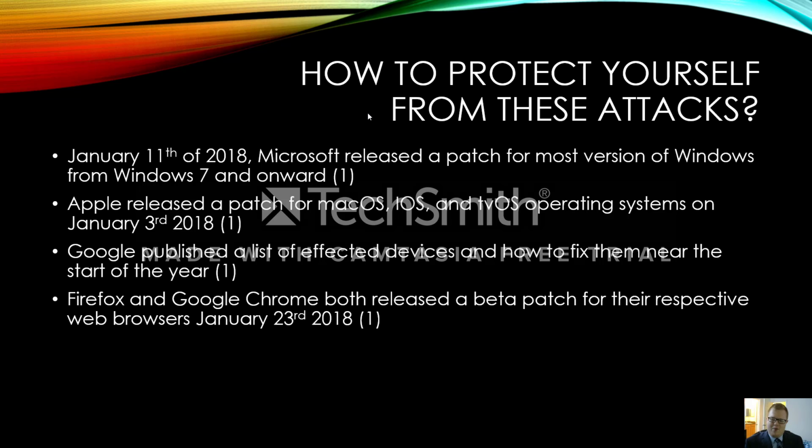So, speaking of which, how might you protect yourself from these attacks? This slide shows some of the release dates of the software patches and microcode patches that different companies released for some of the most used products on the market. Microsoft released a patch for processors supporting Windows 7 and onward on January 11th. Apple released its patches for macOS, iOS, and tvOS on January 3rd. Google published a list of affected devices and how to fix them near the start of the year. And Firefox and Google Chrome both released beta patches for their respective products on January 23rd.